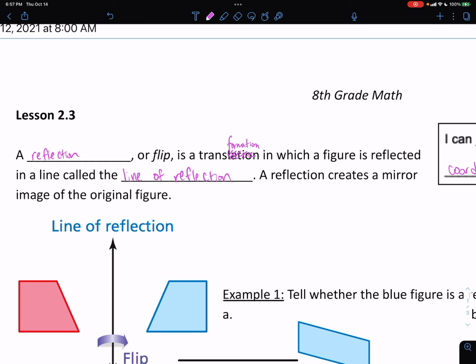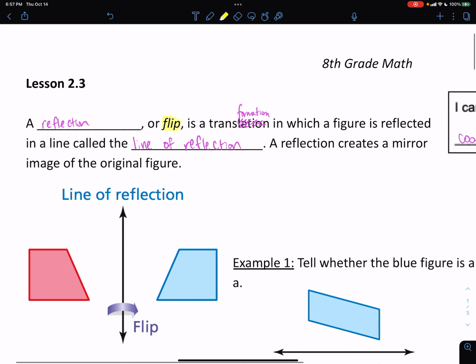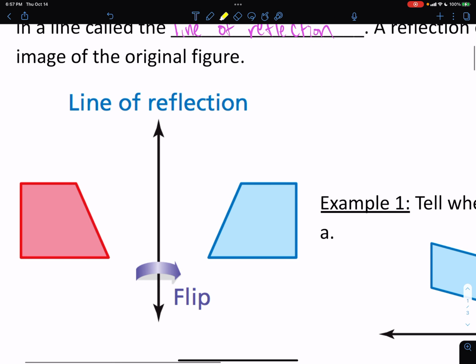Remember, the first type of transformation we talked about in lesson 2.2 was a translation, and how we refer to the translation was the word slide. Reflection, the keyword is going to be flip. Okay, here's what the line of reflection is. The line of reflection is where the original figure flips over and creates the image on the other side.